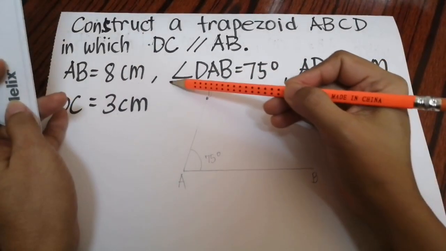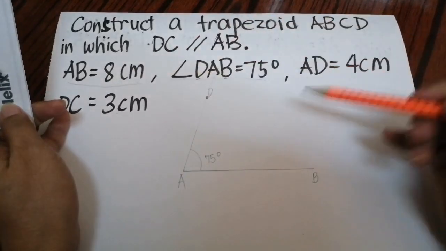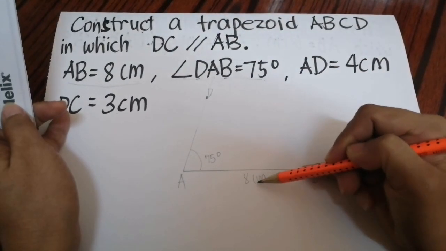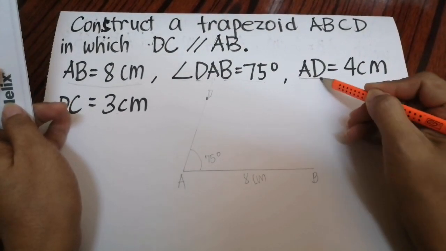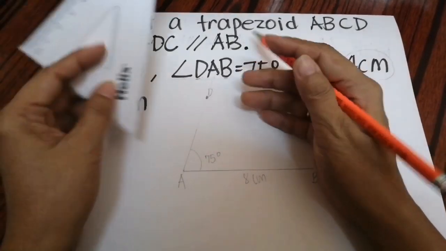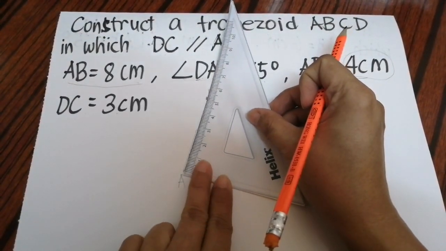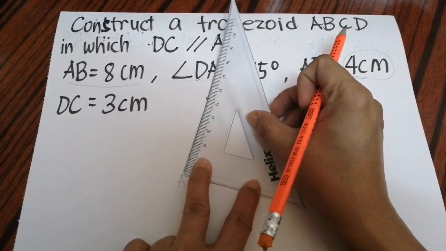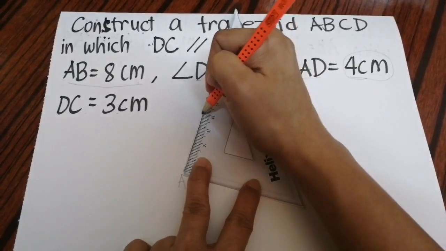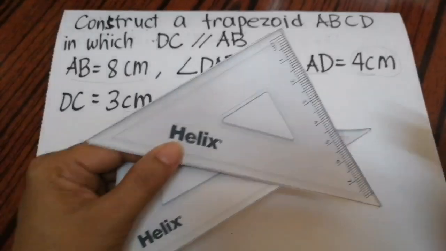Since we already have finished angle DAB and also AB with 8 centimeters, we are now ready to connect AD measuring 4 cm. So connect A and D, let's just measure 4 centimeters from it and draw the point D permanently. It's right here. And this point will be D.